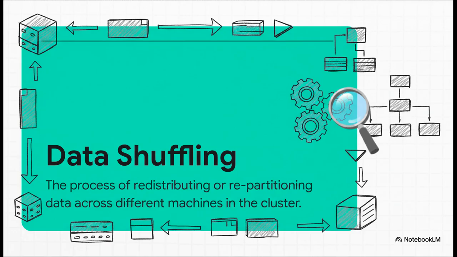So what is it? Well, anytime Spark has to move data around between the different machines in your cluster, like for a join or a group by, that whole process is called a shuffle. And you need to remember this. It is, by far, the most expensive, most time-consuming thing you can ask Spark to do, period.